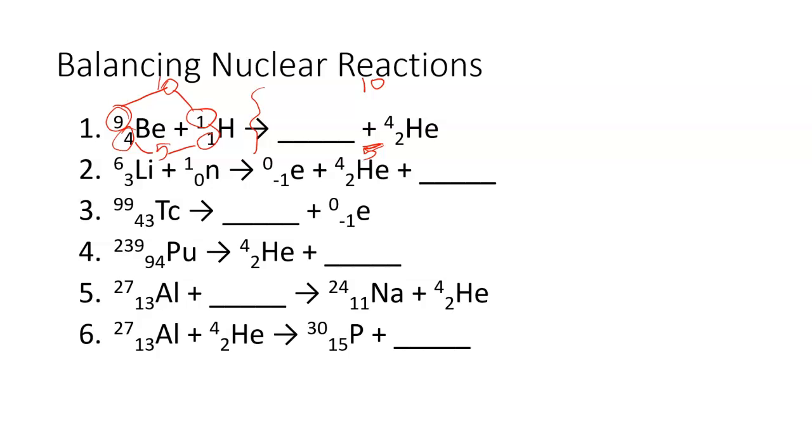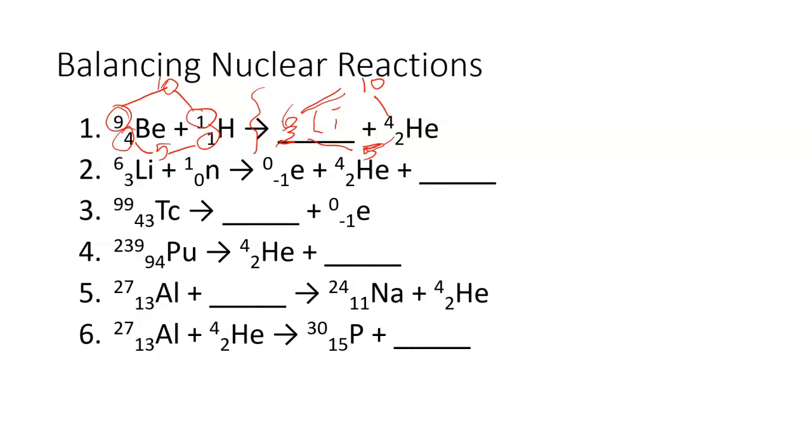So for 10, I have 4 from the alpha particle, so our helium nucleus. So what number plus 4 is 10? That's going to give me 6 for my top number. 6 plus 4 is 10. For my bottom number, what number plus 2 is 5? So that gives me 3 for my bottom number. So that's the Z number. Remember, our Z number is our number of protons. So we can look on our periodic table and find lithium, element number 3.